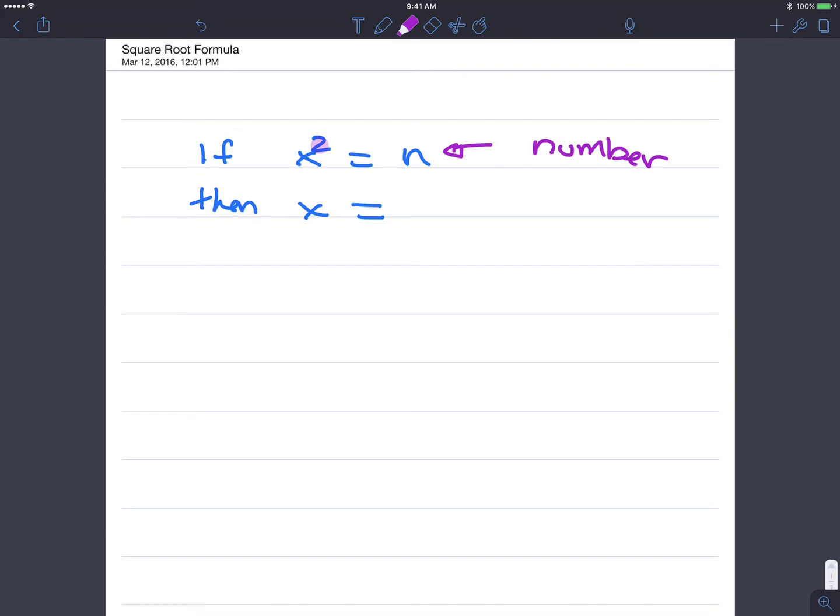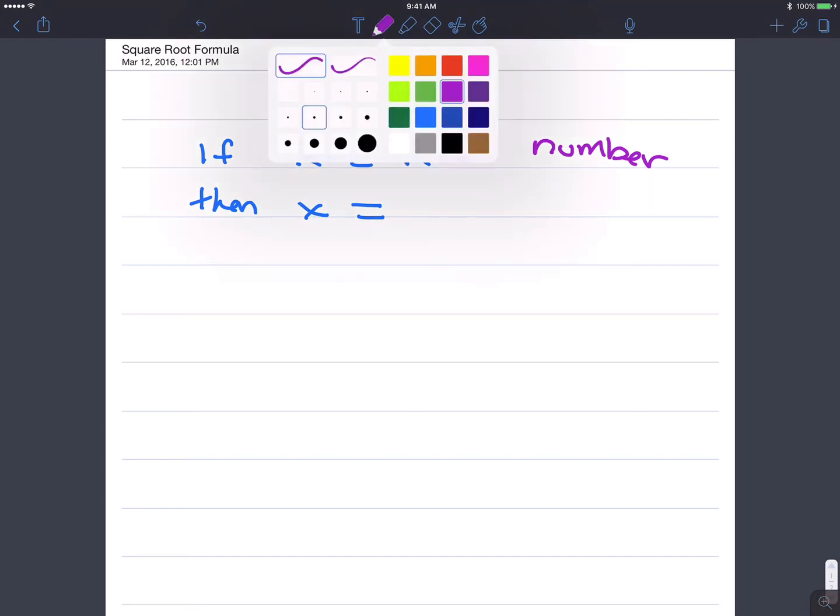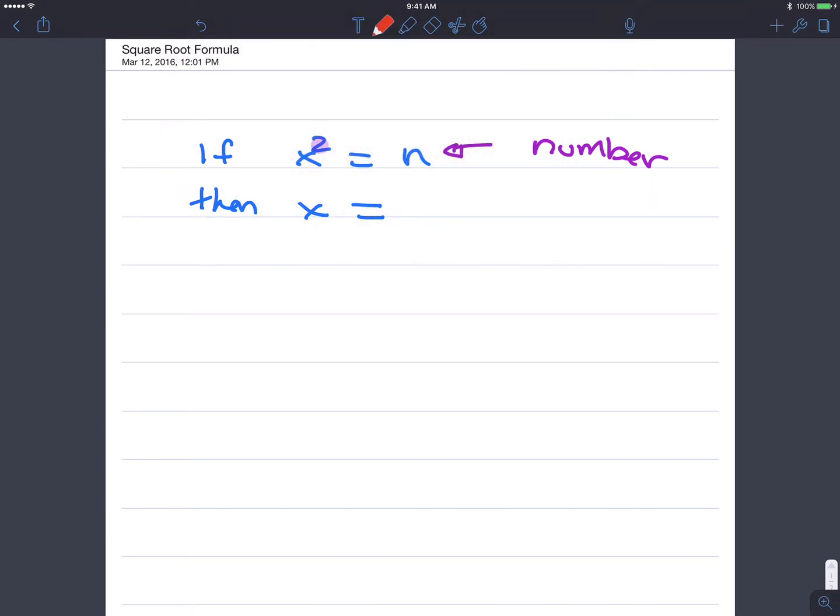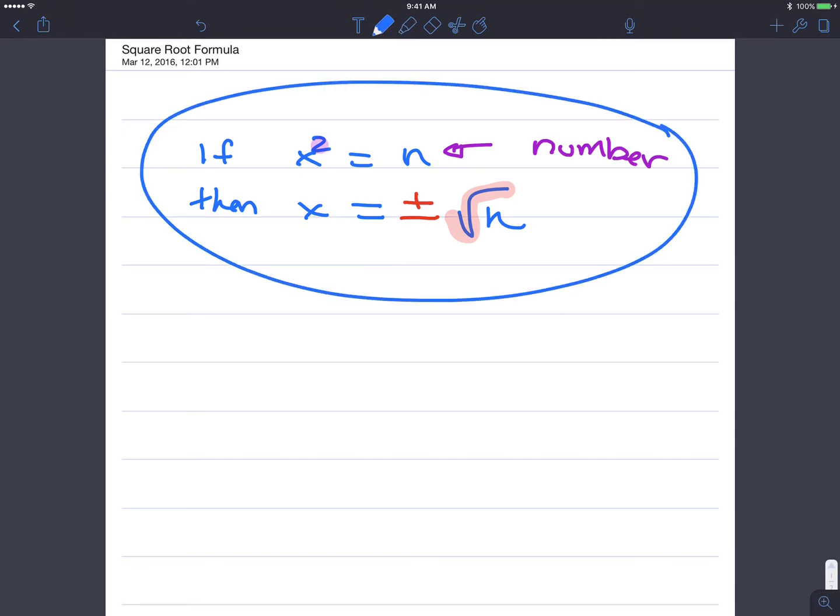I want to solve for x, and the formula we use here is that x will be plus or minus, there's two answers, plus or minus the square root of n. This is called the square root formula. The reason it's a square root formula is because you're going to have to take, obviously again, the square root of the number n. That's why they call it the square root formula. And this is what we're going to use here on this homework set.